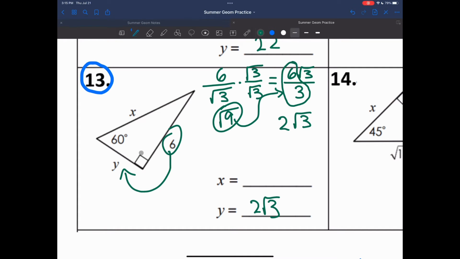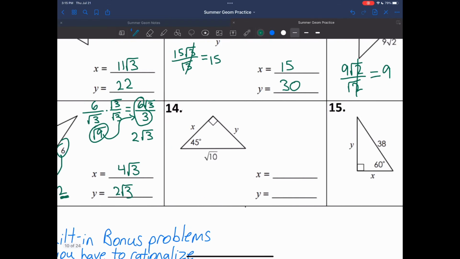And then if I want to find my hypotenuse, we always take that short leg and we double it. So 2 square root 3, if I write that out to the side, 2 square root 3 times 2, that's going to just give you 4 square root 3. Really, you just multiply the 2's together. That's it for that one.